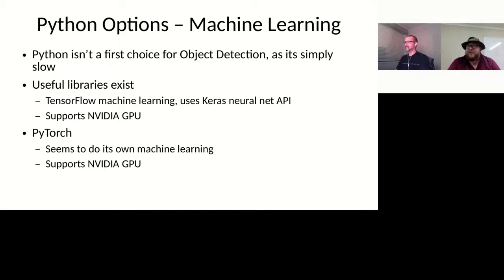Now, Python options for machine learning. Python isn't a first choice for object detection, as it's simply slow. The performance difference I've seen between non-Python options and Python options is potentially an order of magnitude. However, useful libraries do exist. There's TensorFlow for machine learning, using, I believe now, the Keras neural net API. That's basically what the higher-level library is using. Fortunately, that supports the NVIDIA GPU. I've also come across PyTorch, which is able to do its own machine learning as well as detection. So again, it supports NVIDIA.